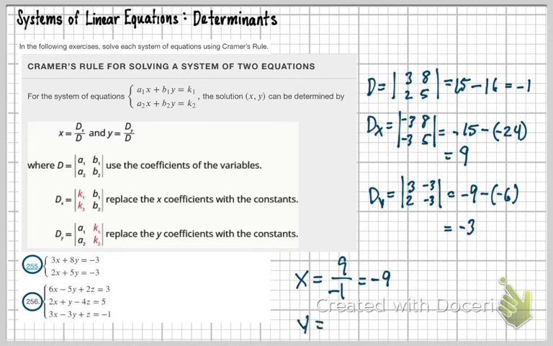And my y is going to be my dy. So my dy here is negative 3. So that's going to be on top. That's what we see here. And that's going to be over d as well. We know d is negative 1. So we get a positive 3. So if we had to write this as an ordered pair, it would be negative 9, 3.